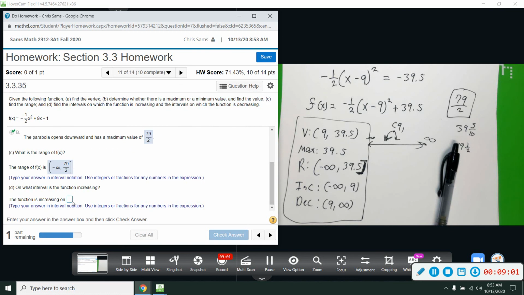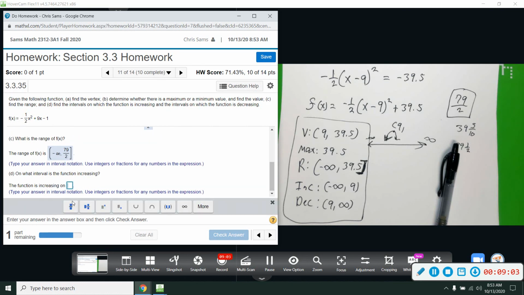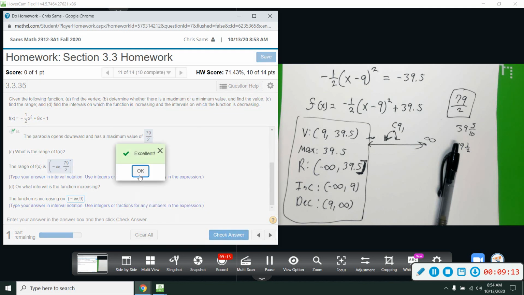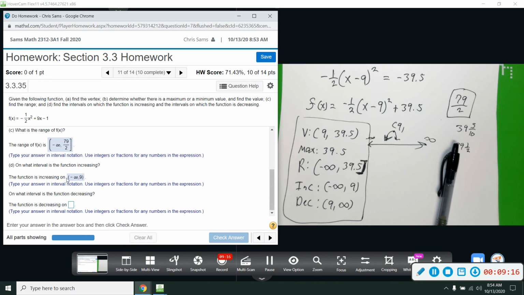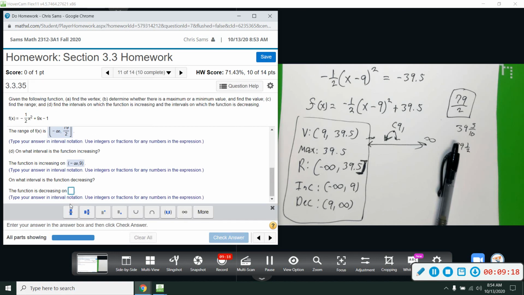And then increasing, negative infinity to 9. And it doesn't matter on increasing and decreasing, you don't have to have brackets. And then decreasing from 9 to positive infinity.